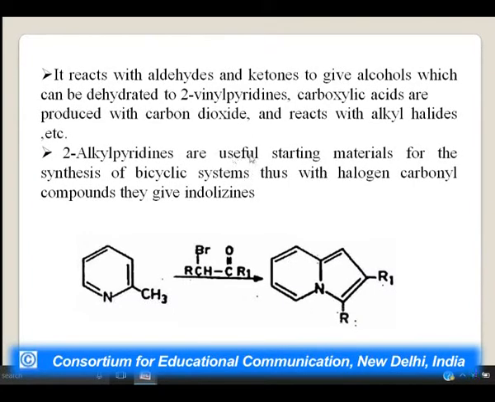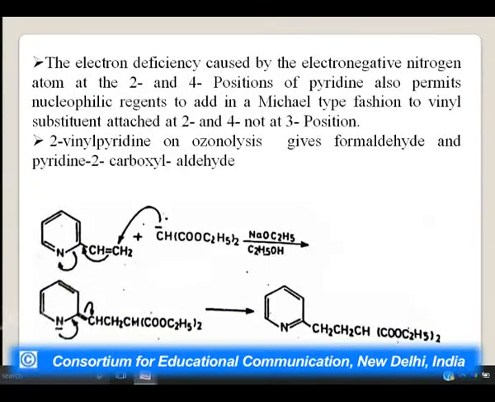2-alkyl pyridines are useful starting materials for the synthesis of bicyclic systems. Thus, the halogen carbonyl compounds, they give indolizines. You can see how the reaction proceeds. The electron deficiency caused by the electronegative nitrogen atom at position 2 and 4 of pyridine also permits nucleophilic reagents to add in a Michael type reaction. We have also discussed Michael type reaction in aldehydes and ketones, to vinyl substituent attached at position number 2, 4 but not at position number 3.